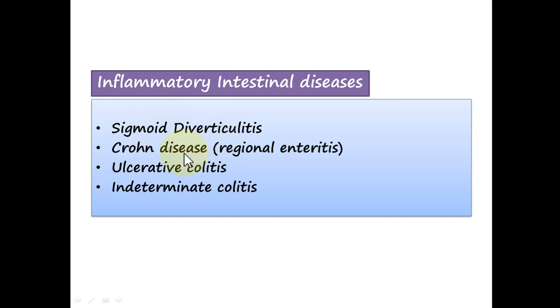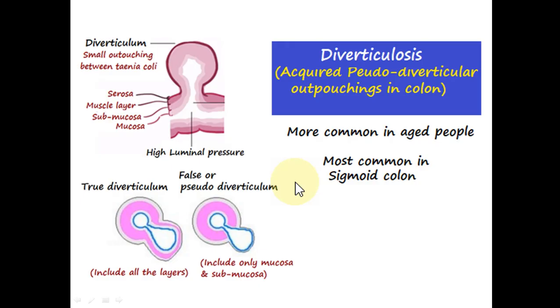The two other important diseases are the Crohn disease, also known as regional enteritis, and ulcerative colitis. We will discuss them later on in detail. And there is an intermediate colitis which cannot be differentiated either as Crohn disease or ulcerative colitis. So, what is diverticulosis and what is a diverticulum? Diverticulum is actually a small outpouching between the tinea coli.